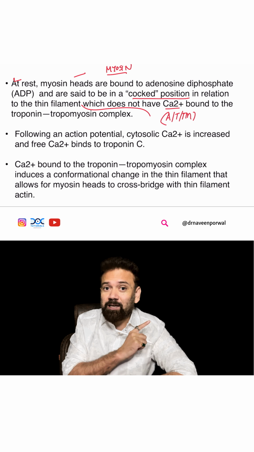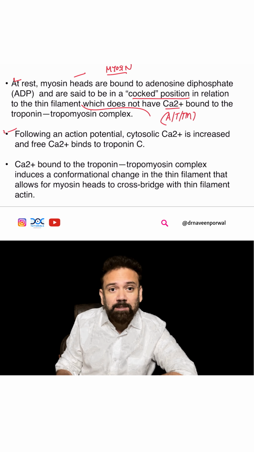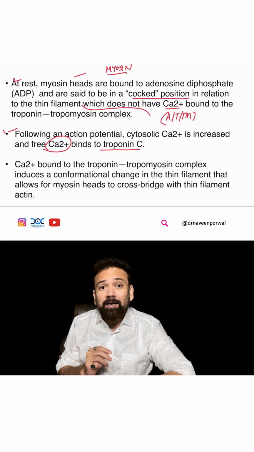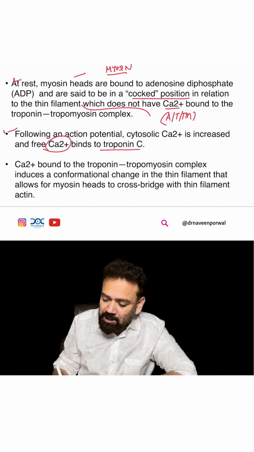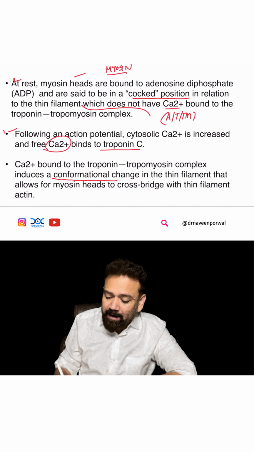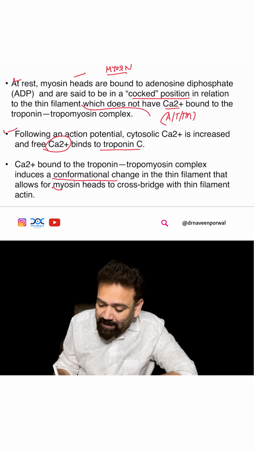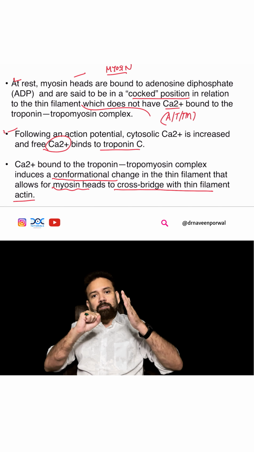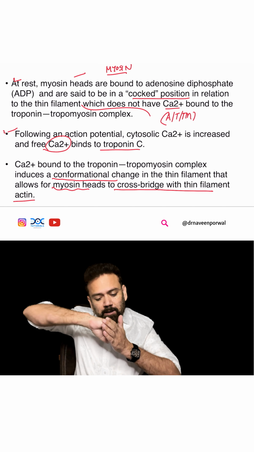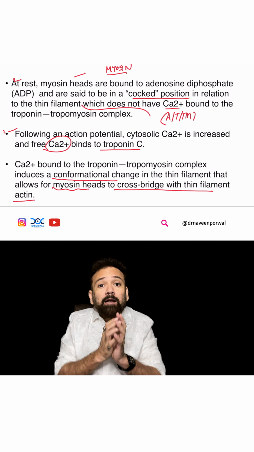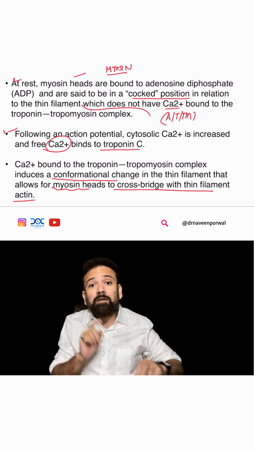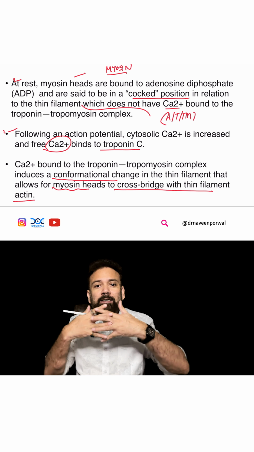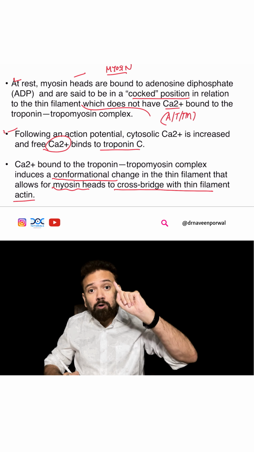Following an action potential, when calcium is increased, this free calcium will bind to troponin C, and it will cause a conformational change in the thin filament and allow the myosin head to cross bridge with the thin filament. When troponin C is bound by calcium, it causes a conformational change and uncovers the myosin binding site on the actin filament. So now actin and myosin will attach, and now it's called a cross bridge.